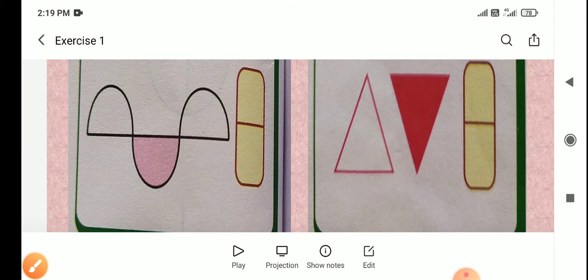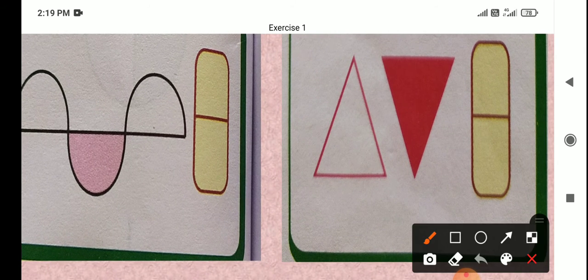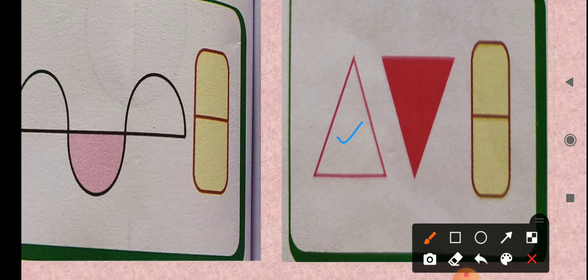Okay. Now see the next figure. Here the total number of triangles is 1, 2. Total number of triangles is 2. So we write 2 at the denominator place, and from that one triangle is shaded. So we write 1 at the numerator place. So here the fraction for the shaded part is 1 upon 2.